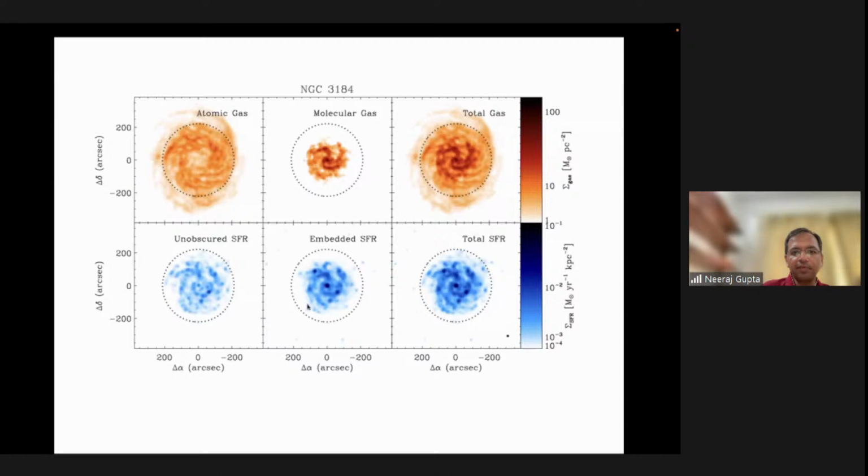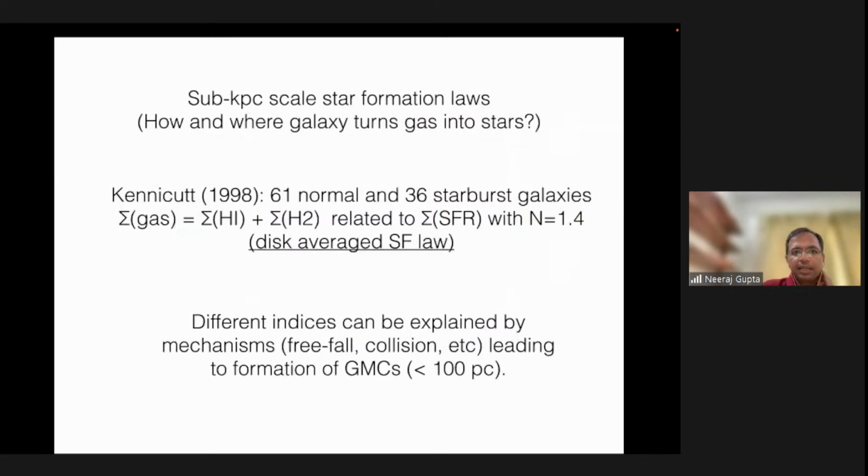And this is the star formation rate from GALEX and Spitzer observation. So this is the total star formation rate. So you can see that this is now spatially resolved. So one can actually look at each of these different regions of the galaxy and try to understand how star formation is related.